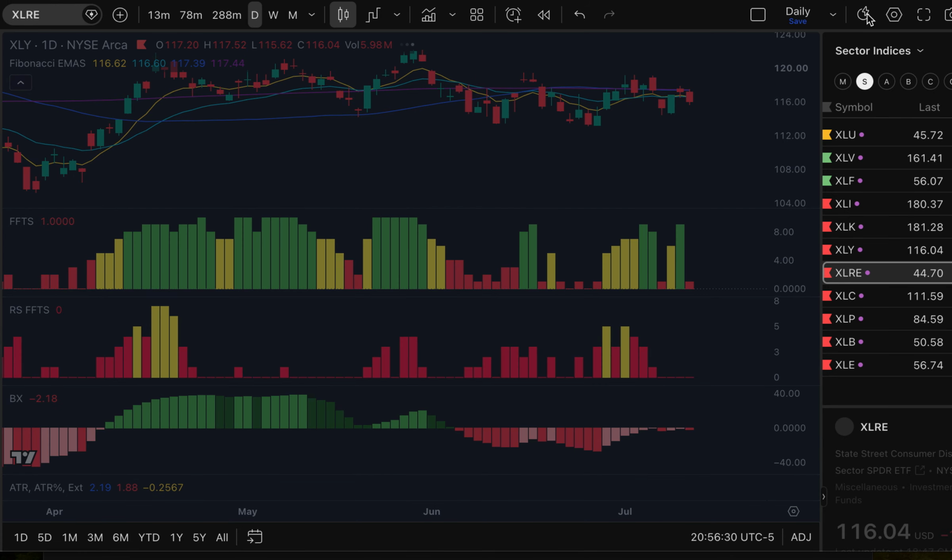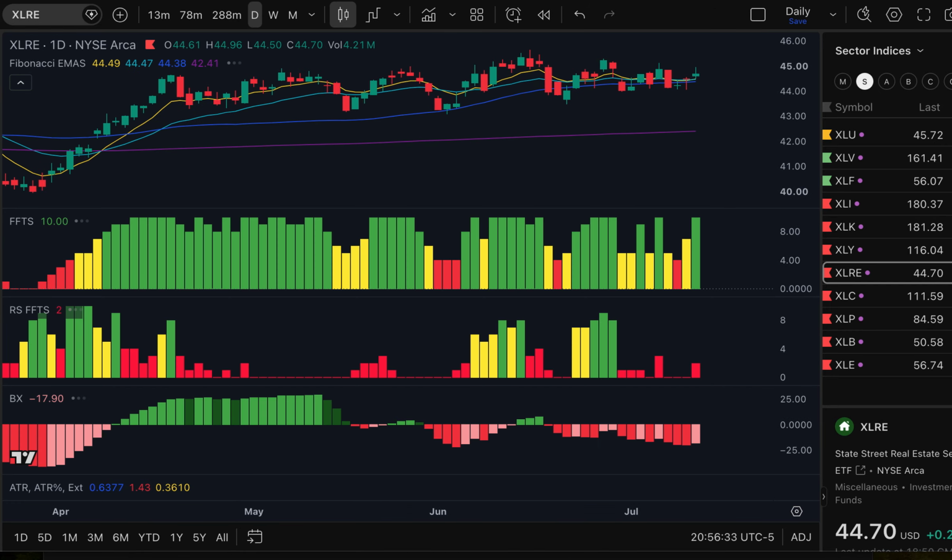Real estate sector, XLRE, 10 out of 10 on the trend stack. You can see we've got these moving averages all coiled together. Relative strength trend stack is only 2 out of 10, and momentum is negative, but it did increase today.